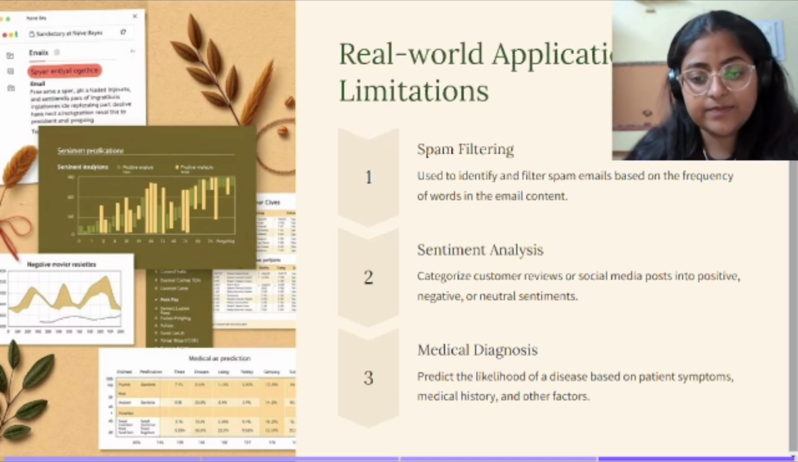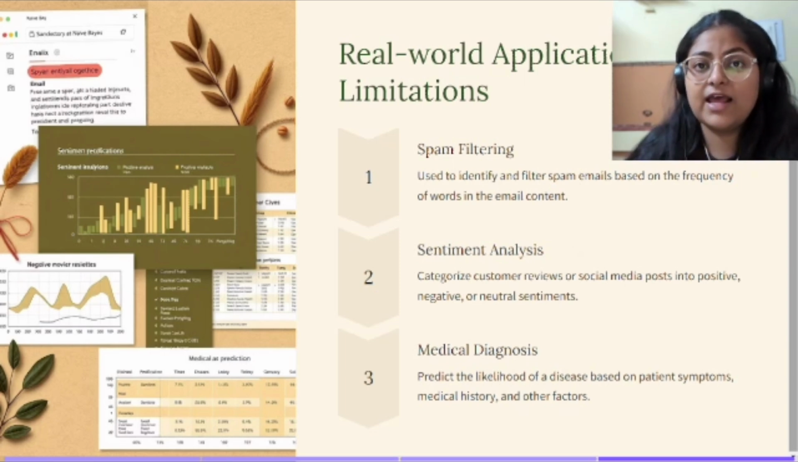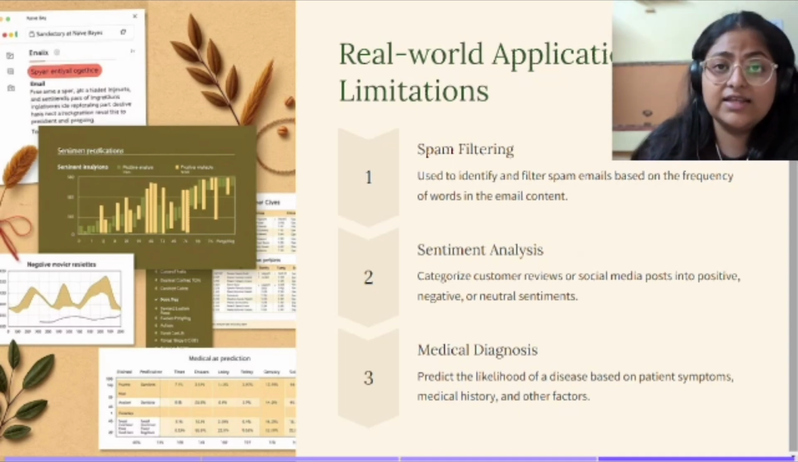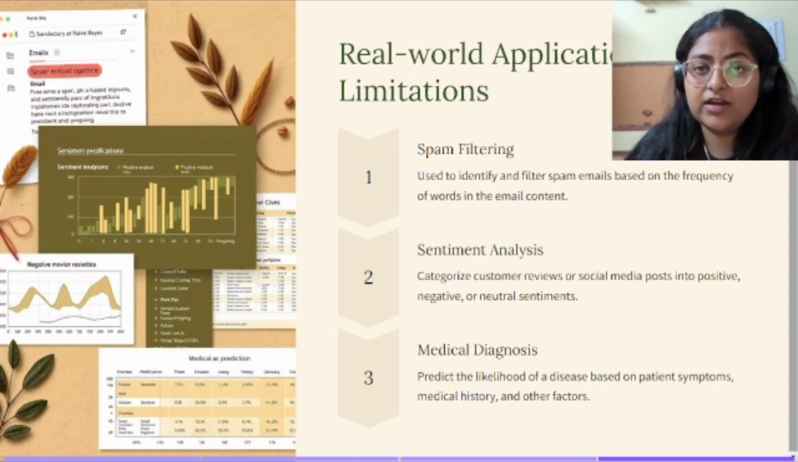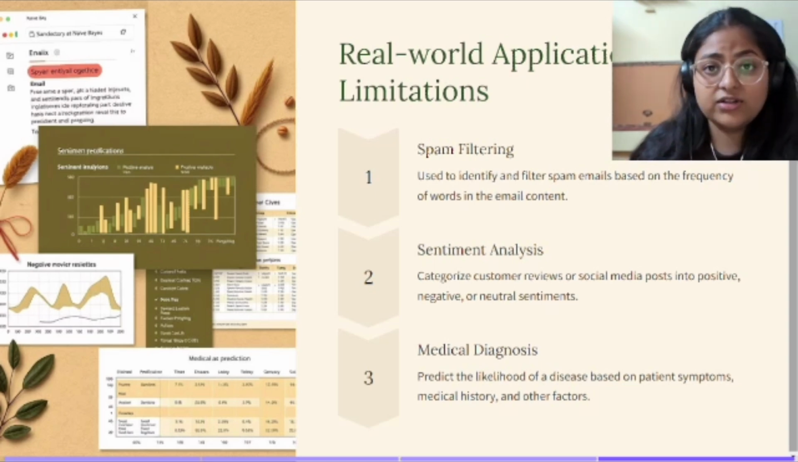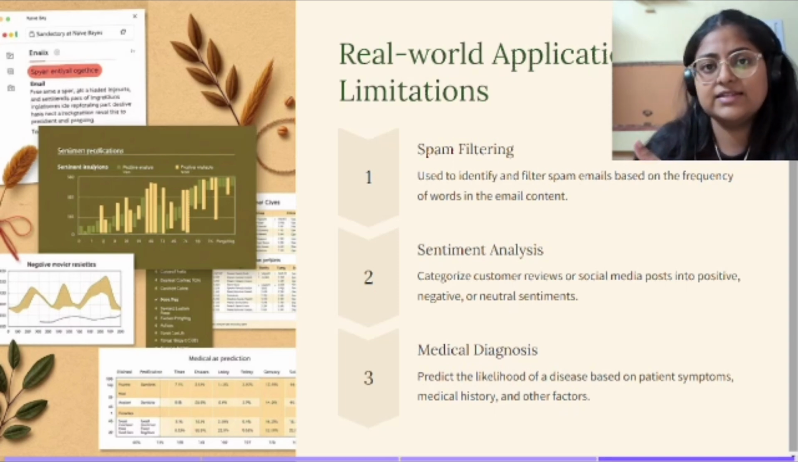Sentiment analysis. Categorize customer reviews or social media posts into positive, negative, or neutral sentiments. The Naive Bayes algorithm is very useful in recent times, and many apps like Instagram, Facebook, WhatsApp use this to analyze customer behavior. Amazon and Flipkart also use it; based on the sentiment of a customer they display which kind of product they need, and this in a way increases the sales of the company.